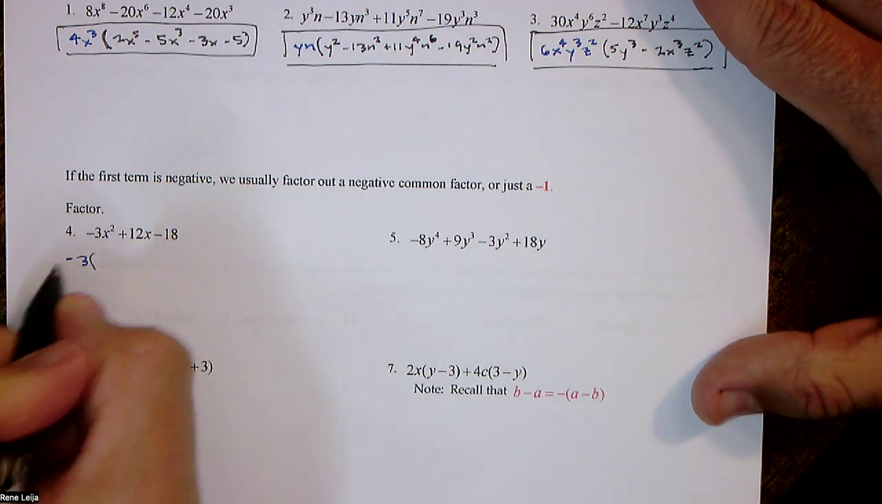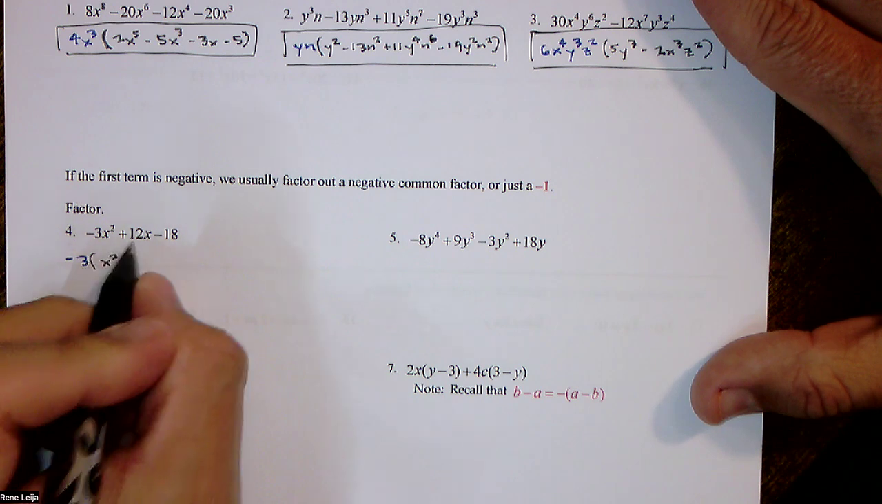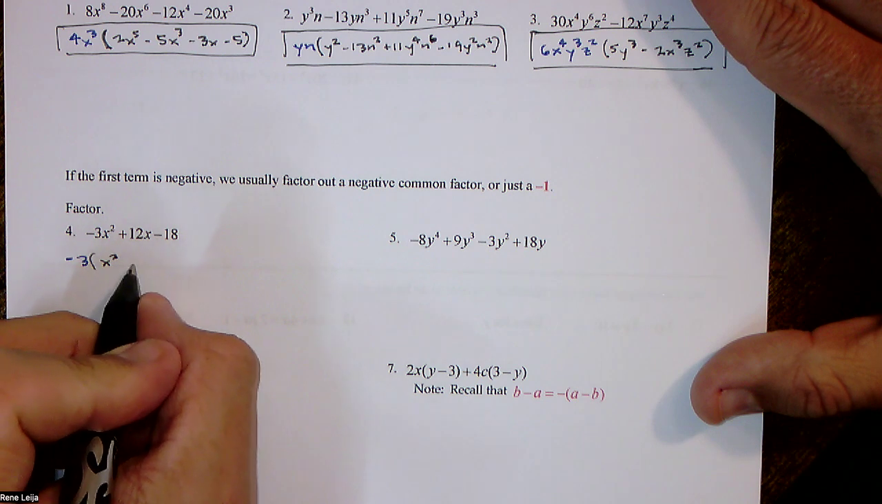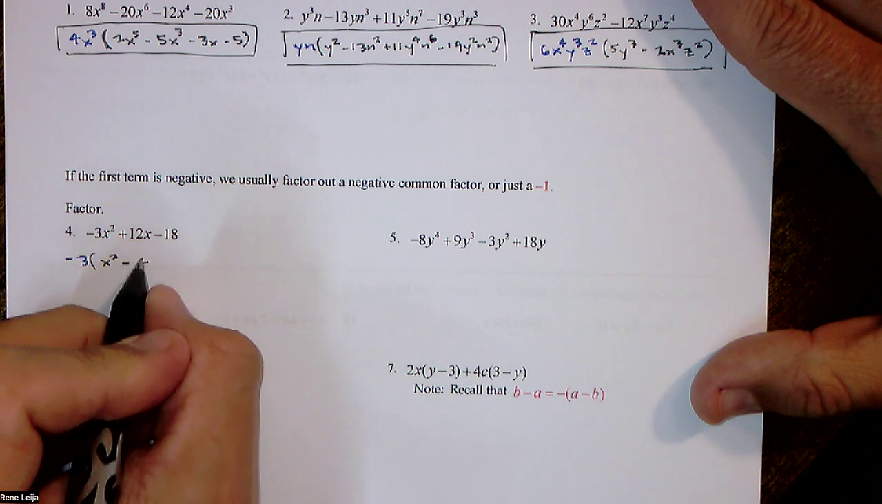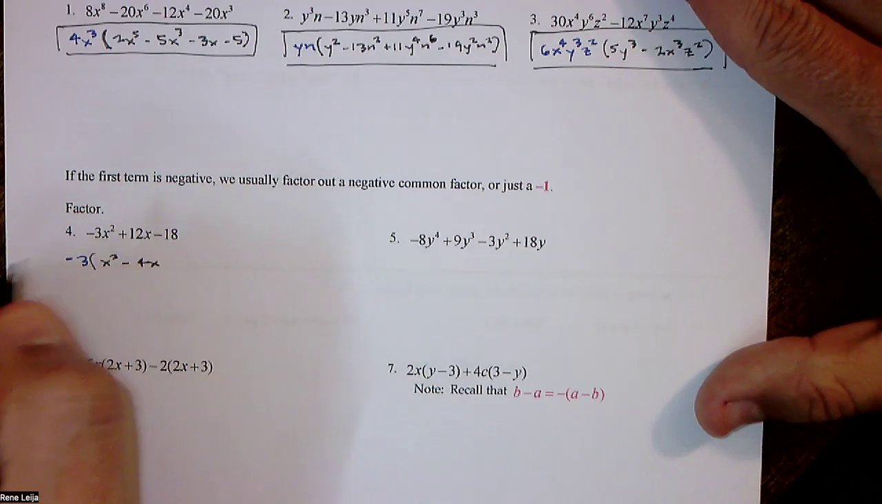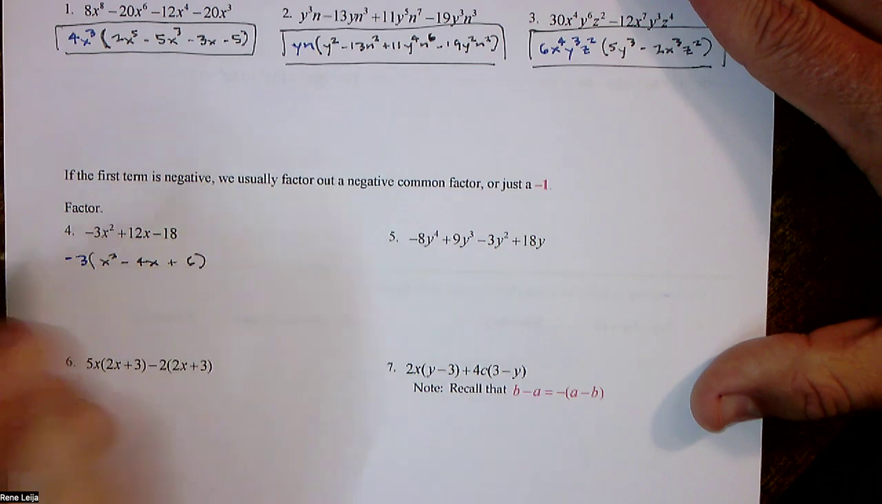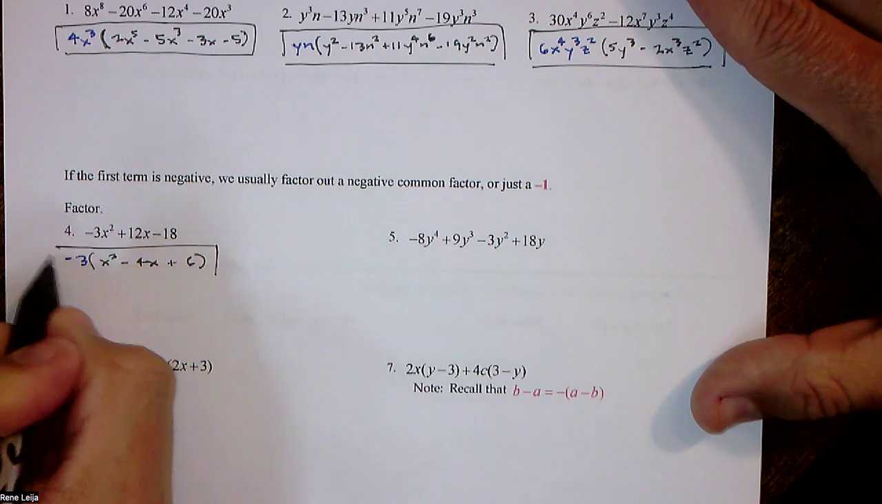Okay, so the negative 3 came out, so I'm left with an x squared. Negative 3 times what gets you a positive 12, so that would be a negative 4. The x stays. Negative 3 times what gives you negative 18, so that would be a plus 6. And that's it.